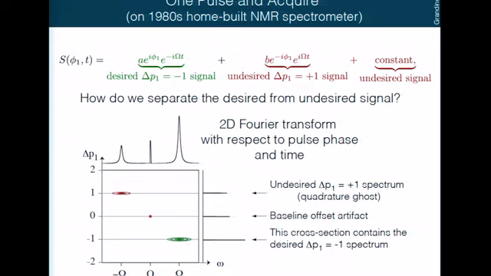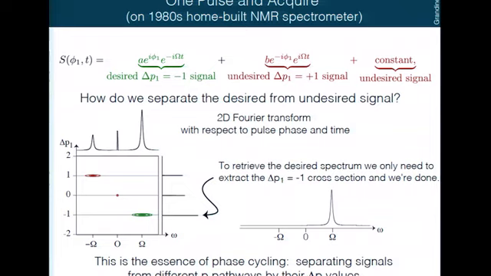Okay. So this is how you separate your signal. You take out that cross-section, and you're done. You've done the phase cycling. In this case, though, we're not actually doing phase cycling. We're just doing a Fourier transform with respect to the pulse phase. But this is the essence of phase cycling. This is all you have to do in order to separate your pathways. Once you understand this, the rest is just more applications of this. So let's look a little further.